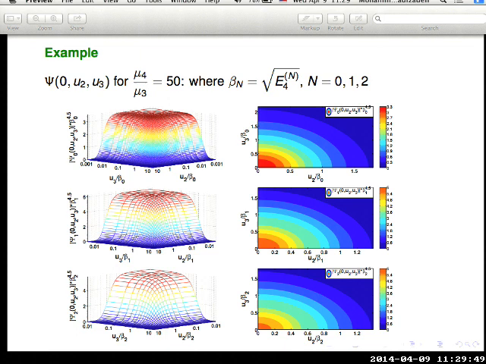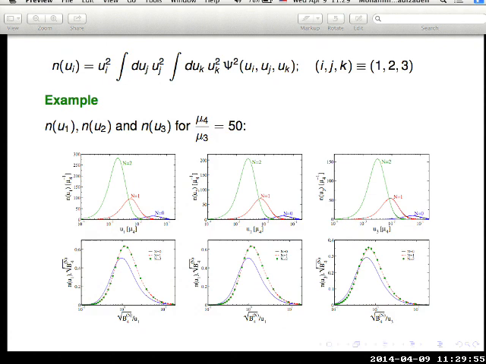This is for the ground tetramer, first excited and the second excited tetramer. And by having this wave function, we can extract these momentum distribution functions. We can see that here, this is for the ground tetramer, first excited and second excited for NU1.